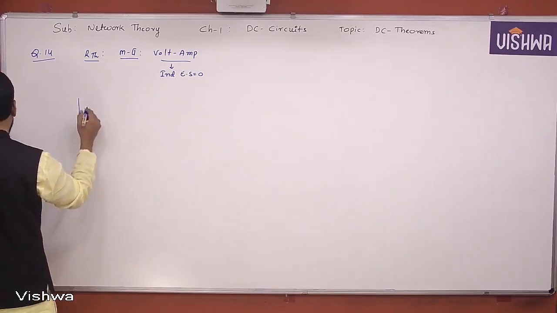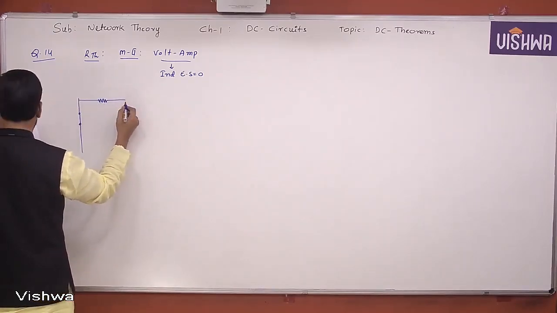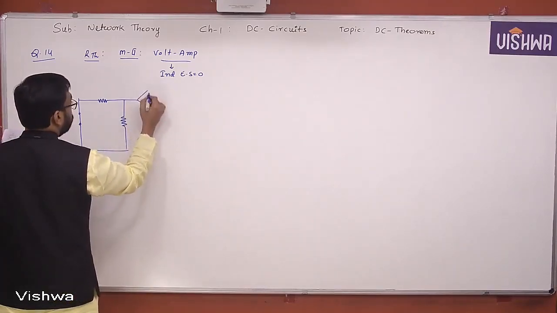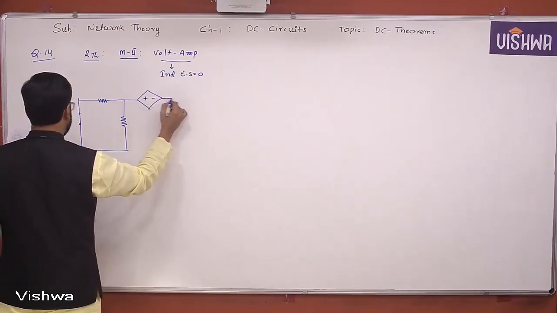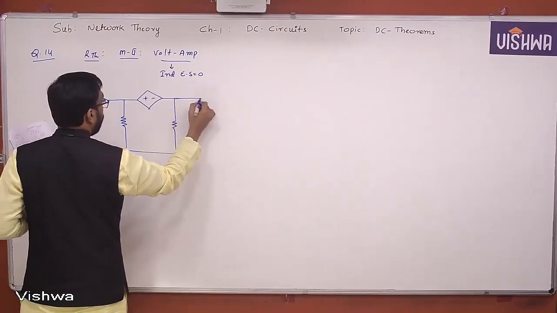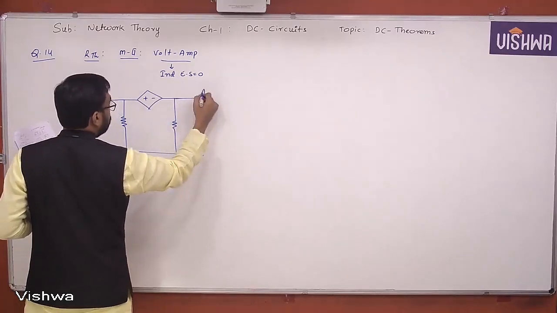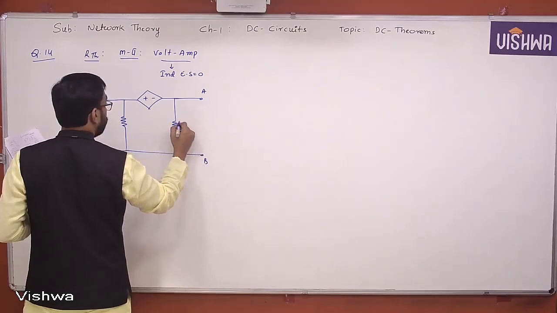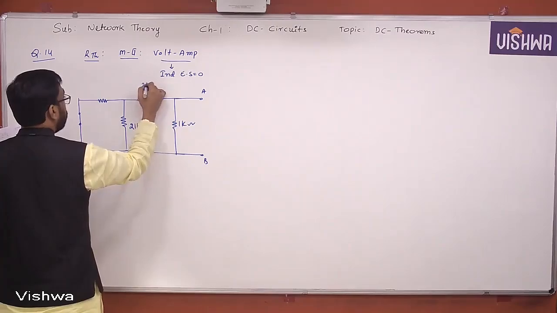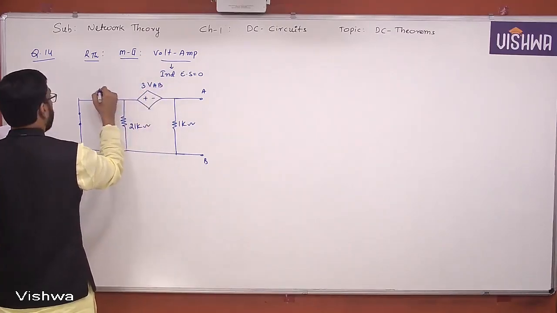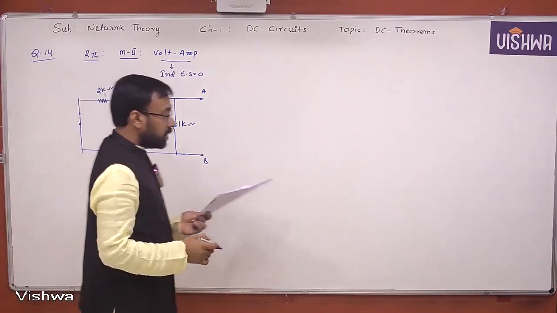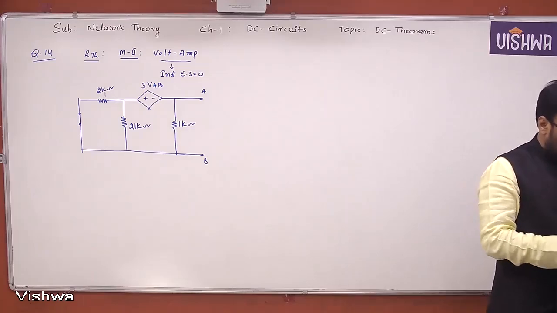I'm just drawing that network after suppressing the independent energy sources. This is what the network looks like. Yes or no? You draw it, all of you, along with me. Please draw it. One kilo, 2 kilo, 3 VAB, 2 kilo ohm. Okay, this is the resulting network after suppressing all independent sources.